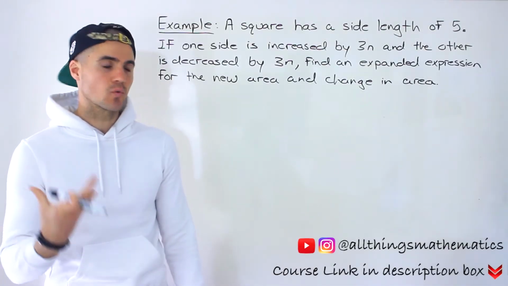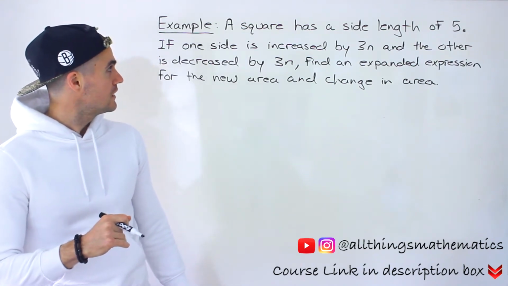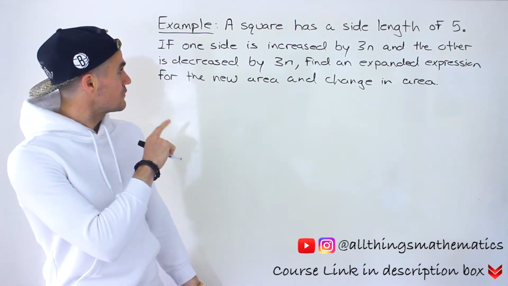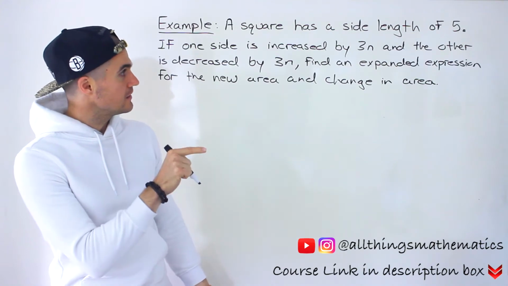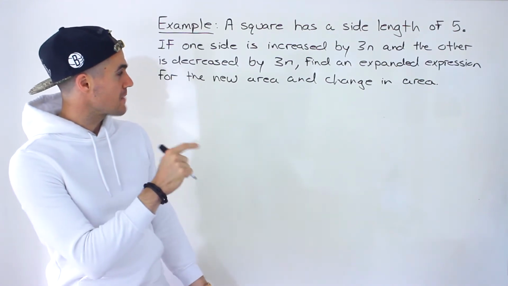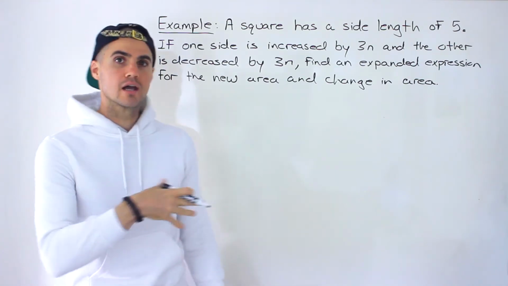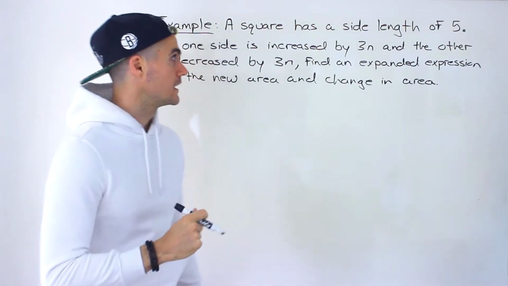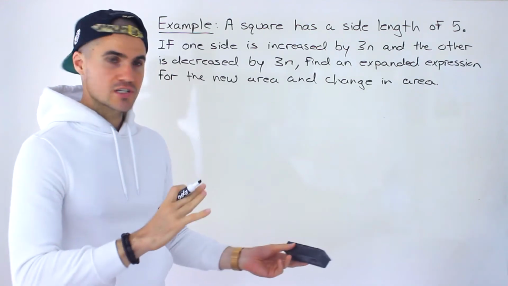We're told that a square has a length of 5, and then we're asked if one side is increased by 3n and the other is decreased by 3n, we have to find an expanded expression for the new area and the change in area. So we've done questions like this before.